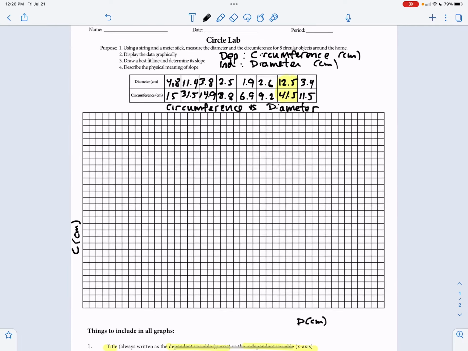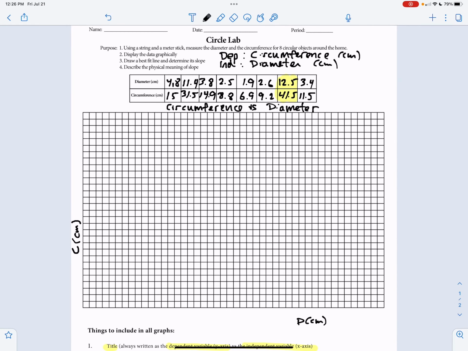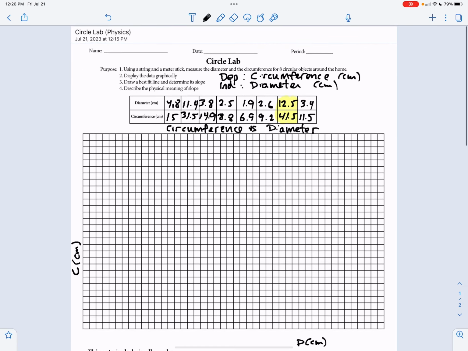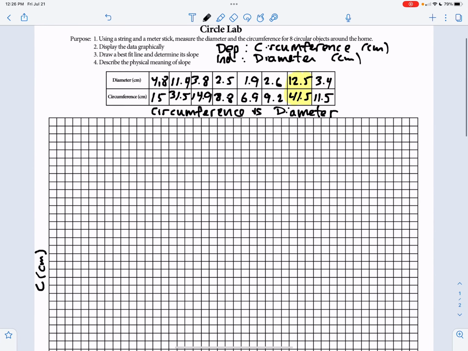Well, then we need to count boxes on that axis to figure out what scale and interval you want to go by. The scale, well, that's the numbers you go by, right? You could go by 1s, 2s, 0.5s, could go by 10s, could go by 20s. What number are you going to go by? And the interval, well, that's how many boxes you skip in order to get to the top part of the range, okay? So let's take a look at the x-axis first.